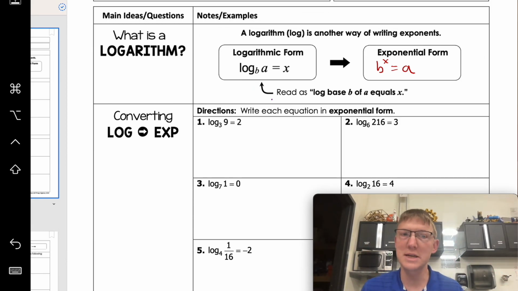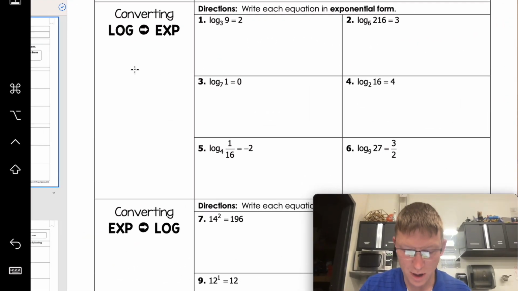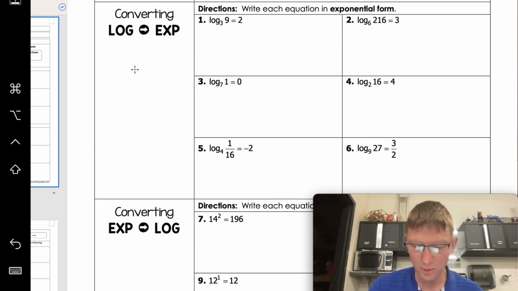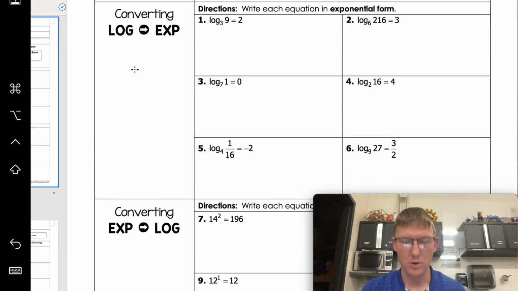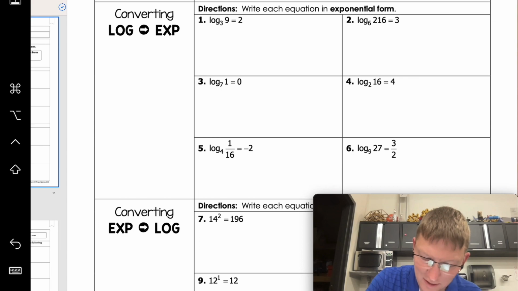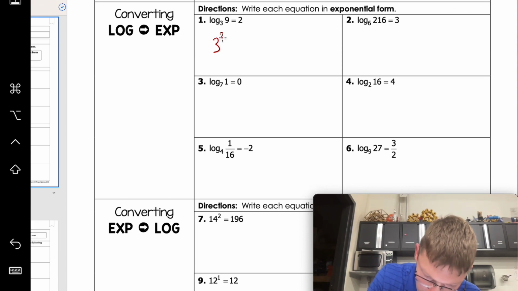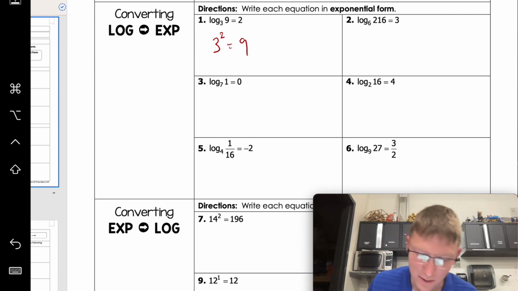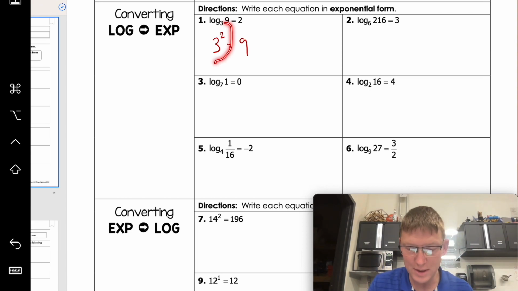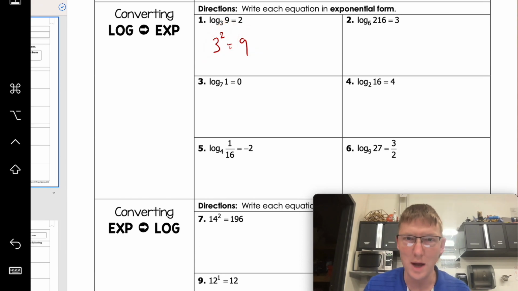So let's do some examples, see what it looks like in real life. Okay, so here we go. We're just going to go down and do examples 1, 3, and 5. So I'm looking at this. It says log base 3 of 9 equals 2. So log base 3 is my base, and then the 2 and the 9 switch places. So 3 to the 2 equals 9. Which does make sense, right? 3 squared does in fact equal 9.